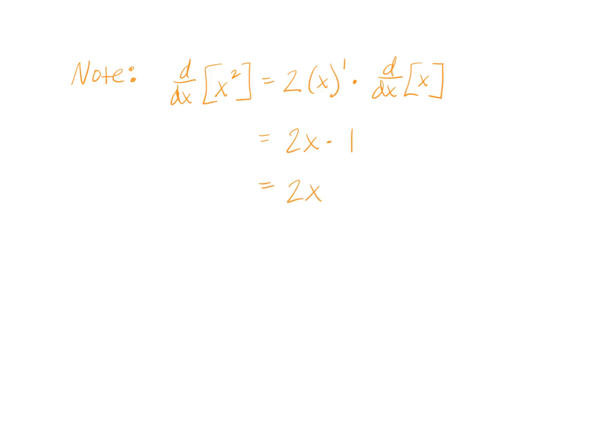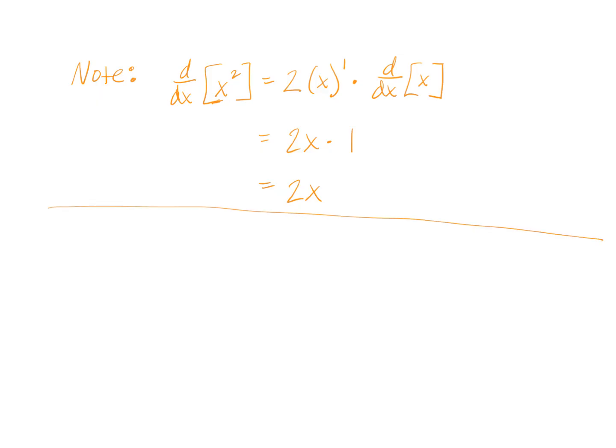When the stuff is just an x, we don't actually write down the chain rule, even though we're doing it. The derivative of some stuff squared is 2 times the stuff to the first times the derivative of the stuff. But when the stuff is just an x, the derivative of the stuff is 1. So we're doing the chain rule even though we're not thinking about it or writing it down.